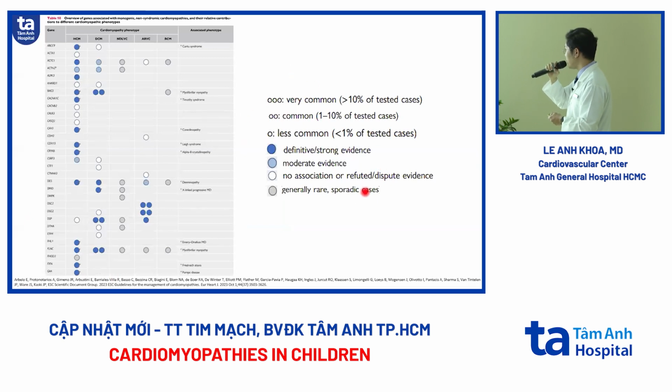This table in the guidelines shows the genes related to the phenotypes of the cardiomyopathies. We can see here with the circle, when it's blue, it's definitive or strong evidence. The light blue is moderate evidence. The white is no association, and the gray one is generally rare. And the number of circles is very important. Three circles is very important, two is common, and one is less common.